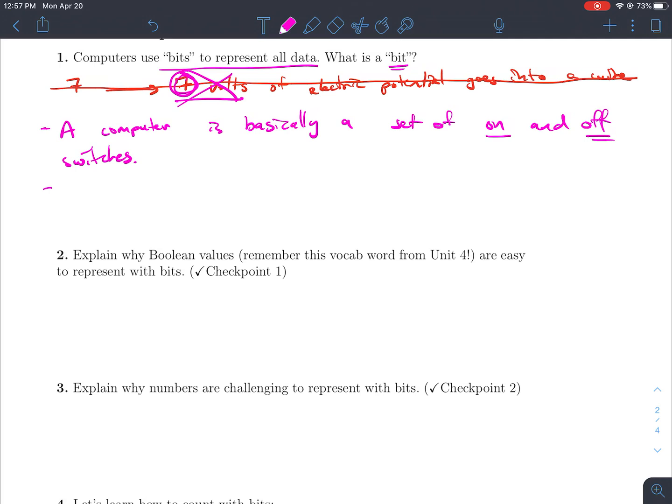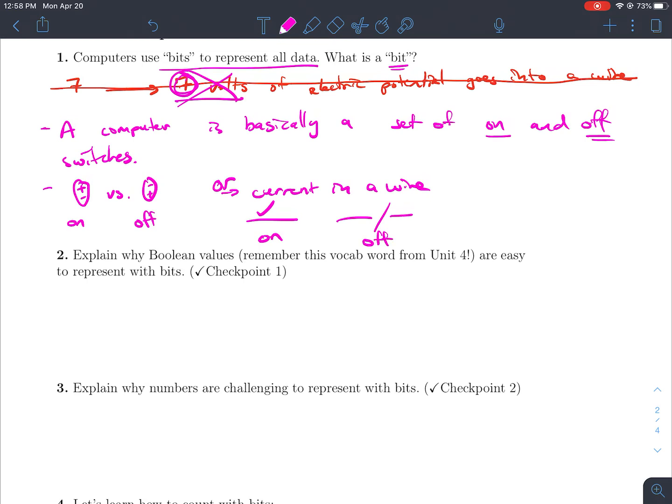So on a hard drive, it might be a magnet facing up or down. So plus minus versus minus plus. This would be on, this would be off. Maybe it's current in a wire. And there's either current going through the wire or no current at all going through the wire, and it's a broken connection. And that would be on or off. And the common symbol when we think about things being on or off is to think about them as a 1 or a 0.